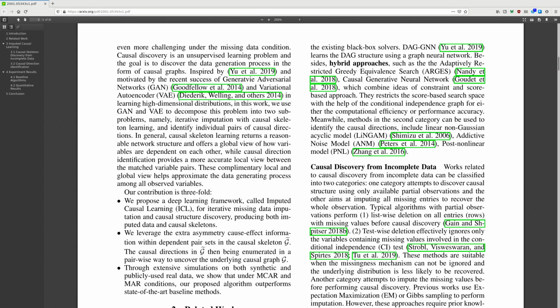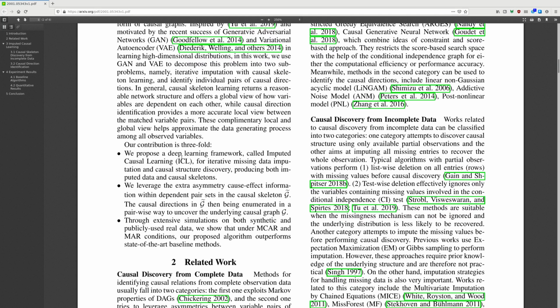In learning high-dimensional distributions, in this work we use GAN and VAE to decompose this problem into subproblems, namely iterative imputation with causal skeleton learning, and identify individual parts of causal directions. In general, causal skeleton learning returns a reasonable network structure and offers a global view of how variables are dependent on each other, while causal direction identification provides a more accurate local view between the matched variable pairs. This complementary local and global view helps approximate the data generating process among all observed variables.